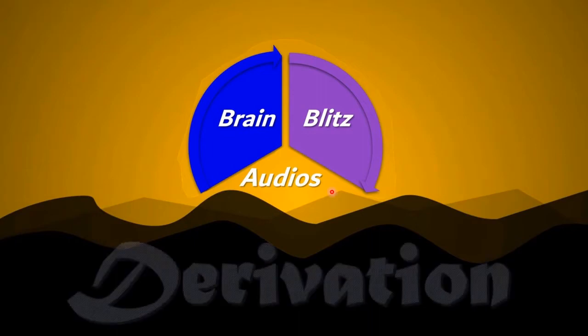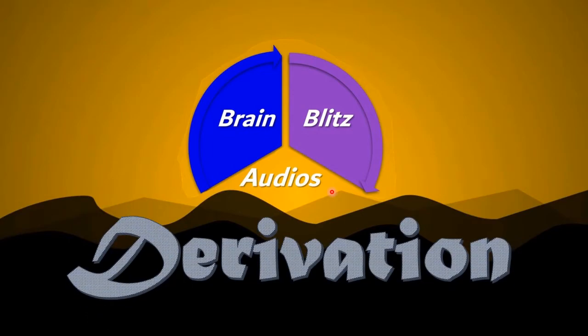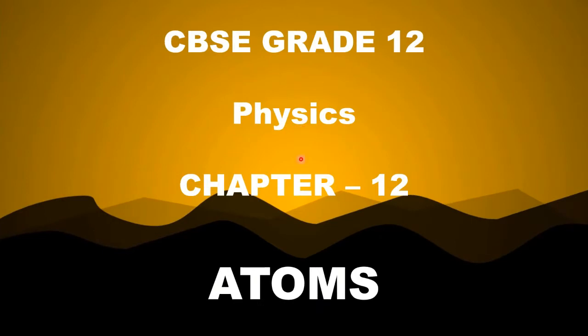Today we're going to be looking at derivations with respect to the 12th chapter in the grade 12 syllabus for physics in CBSE. The chapter is Atoms, and this chapter has very few derivations. So we'll be able to complete all of that in just one video.